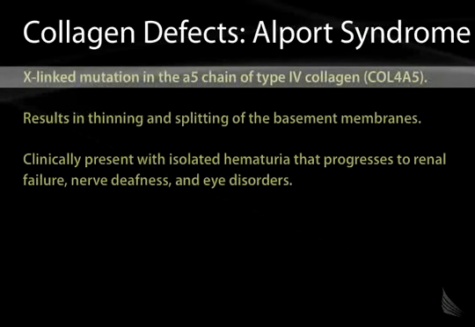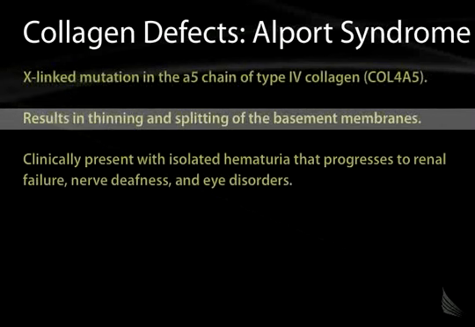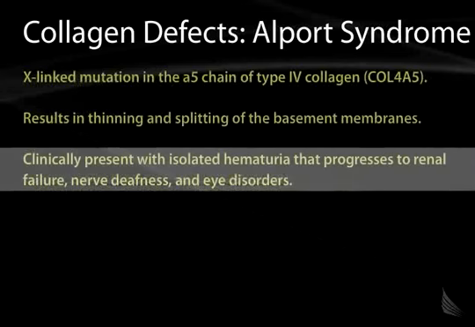This is an X-linked mutation in the alpha-5 chain of type 4 collagen, and this results in the thinning and splitting of basement membranes. Remember, type 4 collagen is the collagen that we see strengthening basement membranes. What happens in this particular disease is you get defects in the basement membranes in the kidney tubules, in the nerves of the ear, and in the eye. And so they get renal failure, nerve deafness, and eye disorders. So Alport syndrome is a constellation of those three things.